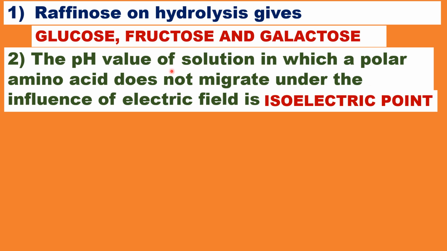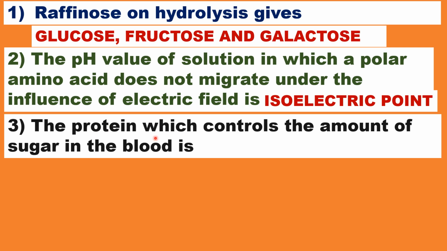It has the least solubility at this pH. So, at this pH, they have less solubility and can be easily separated. Also, each and every amino acid has a characteristic isoelectric point. They will have different isoelectric pH values for different amino acids.